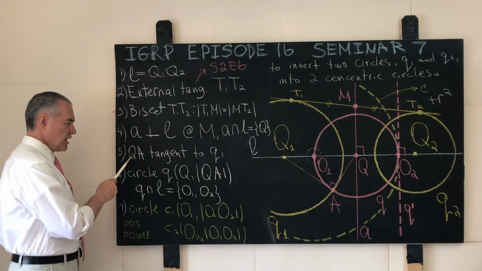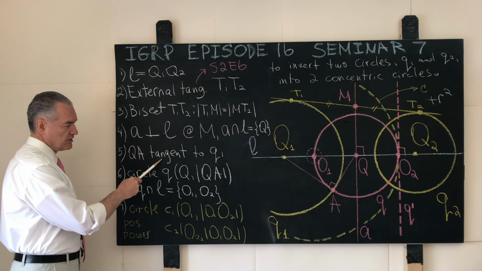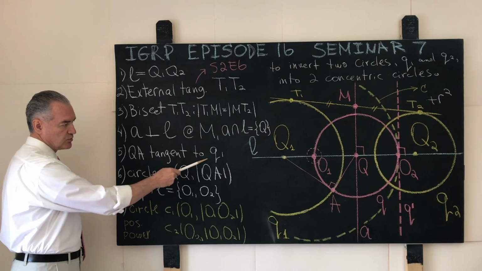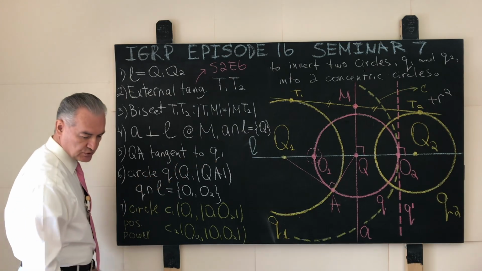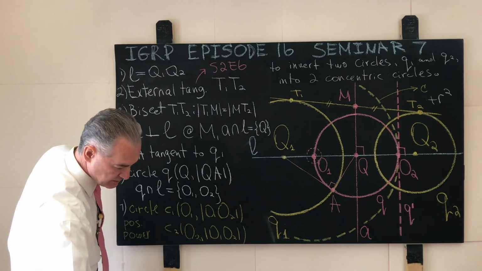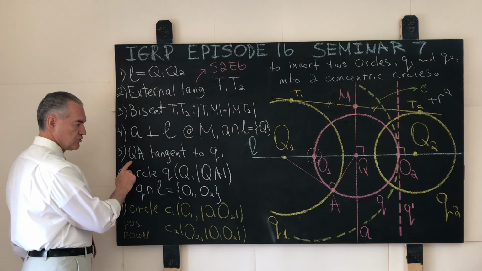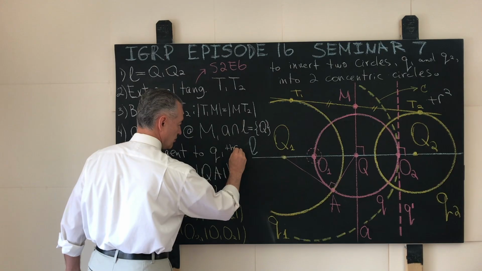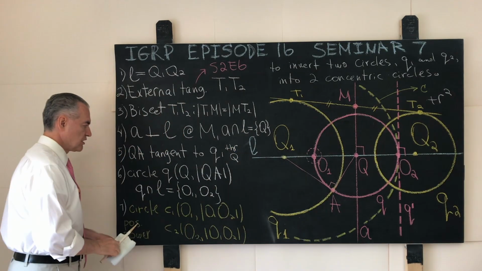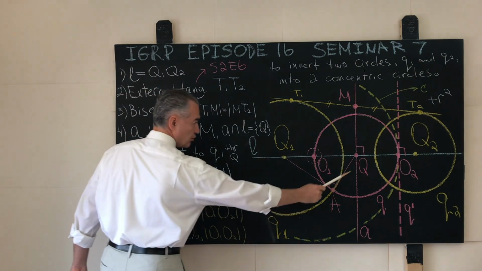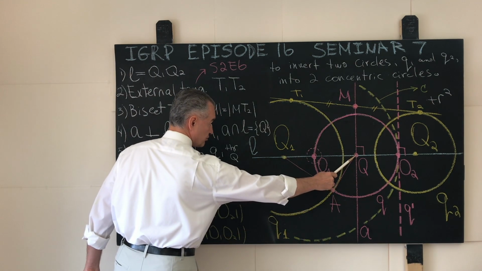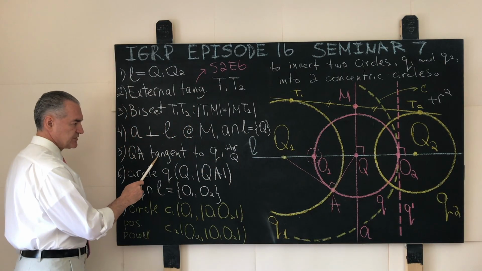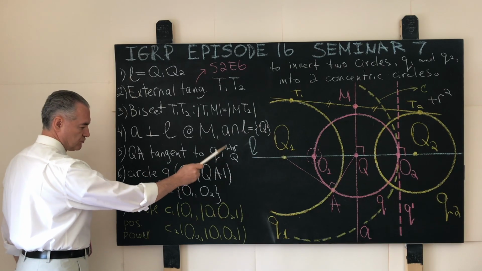Step number 5, construct a tangent QA that comes in contact with the circle Q1 through the point Q. It should be evident that this task is done through the point Q, but I will designate it here through the point Q. In other words, in step number 5, through the point Q, construct a tangent to any circle, let's say circle Q1, at the point A. QA is tangent to the circle Q1, evidently through the point Q.